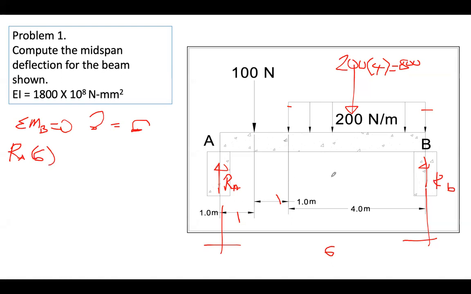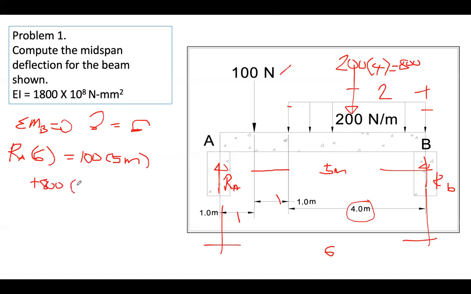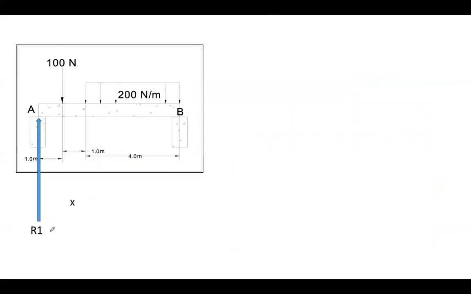And then the rest are counterclockwise. This 100, what is the distance from here to here? You have 5 meters. So you have equals 100 times 5 meters. How about this 800? The distance from here to here, you have 4 meters, so this becomes 2 meters. So you have plus 800 times 2. So what is the value of RA? Can you calculate? 500 plus 350, sir. Okay, very good. 350 kilonewton. So RA or R1 is 350.